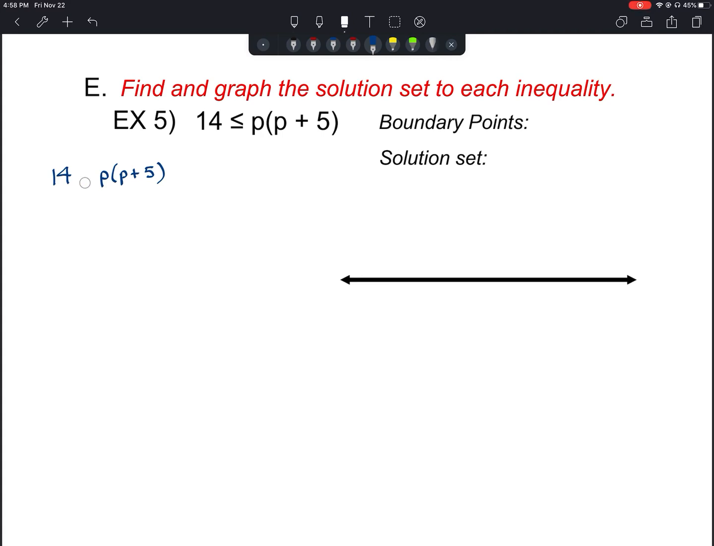So, whoops, my bad. Let's go ahead there and change that to an equation now. 14 equals p times the quantity of p plus 5. And if we're going to solve this here, we've got to simplify each side first. So this is going to be p squared plus 5p equals 14. And since it's quadratic, let's get it equal to 0.